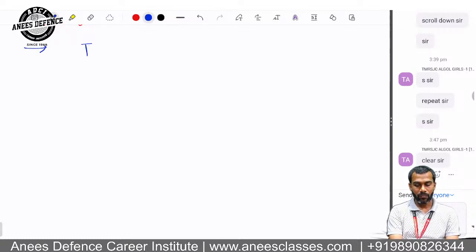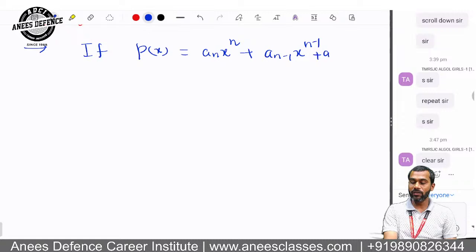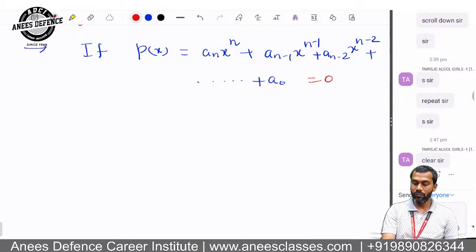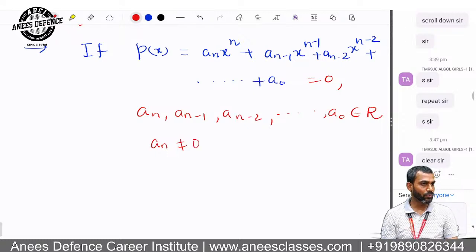If p of x is equal to a n x raised to n. क्वेश्चन देखो सिंपल ही होता है, नंबर नहीं देते हो. क्वेश्चन मैं इसको दो तरीके से पूछ सकता हूँ. यस और नो? पहले पूछ लेता हूँ मैं. a n x raised to n and a n minus 1 x raised to n minus 1 and a n minus 2 x raised to n minus 2 plus dot dot so on plus a naught is equal to 0, where a n minus 1. यही देख के बच्चे डर जाते हैं. अरे ये क्या है, ये क्या कोई क्वाड्रेटिक का क्वेश्चन तो लग नहीं रहा किसी एंगल से. a naught belongs to R and a n is not equal to 0.